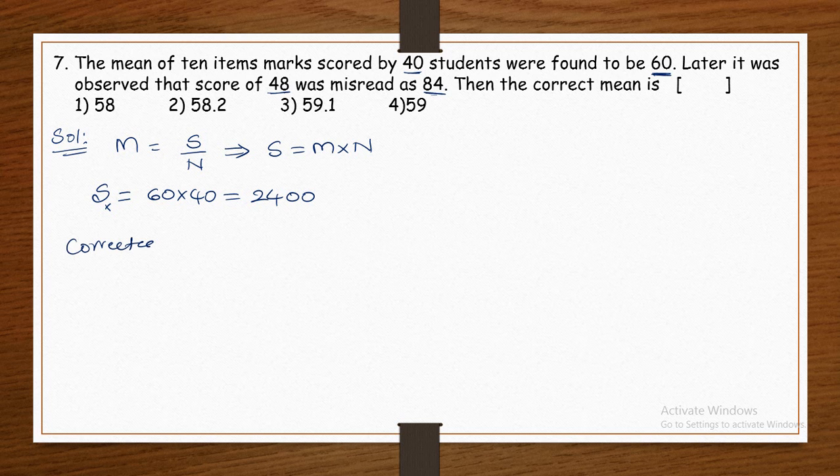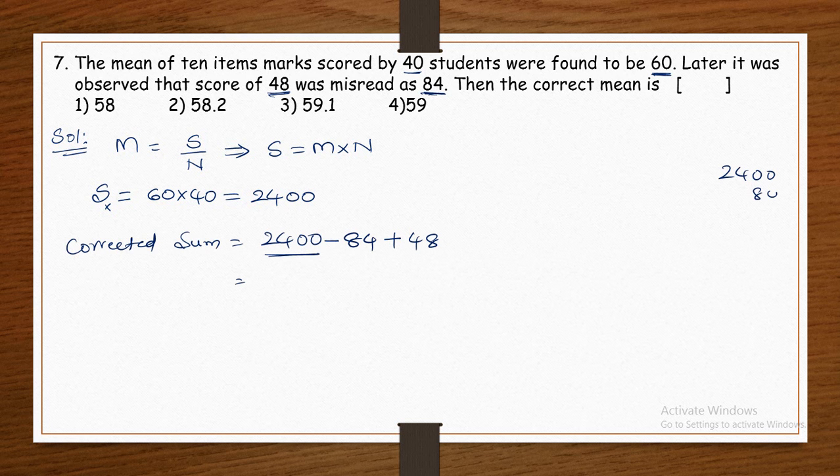So corrected sum is nothing but, from this 2400, this 2400 contains this 84, right? So that 84 I need to subtract and I need to add the corrected value. So what is the correct value? 48.